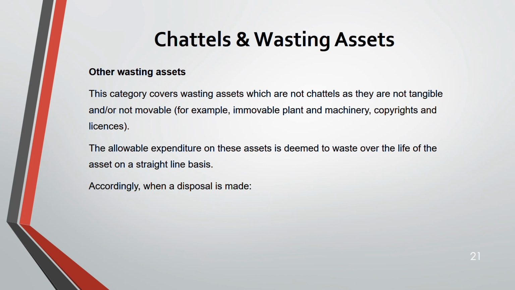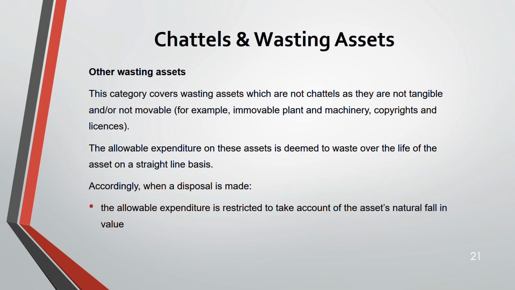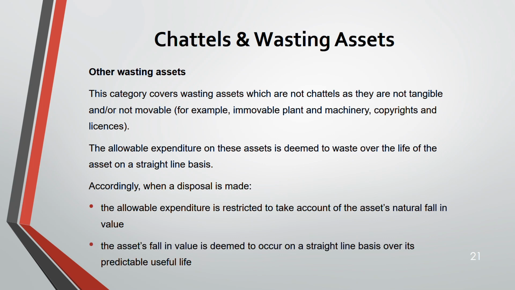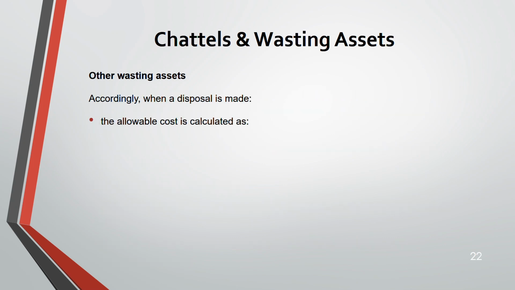Now, when you are making a disposal, the allowable expenditure is restricted to take account of the asset's natural fall in value. And the asset's fall in value is deemed to accrue on a straight line basis over its predictable useful life. This is the same as depreciation. Now, allowable cost. This is how you calculate. C less P divided by L into C minus R.